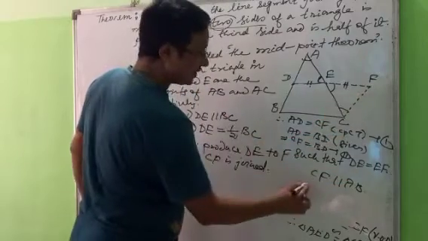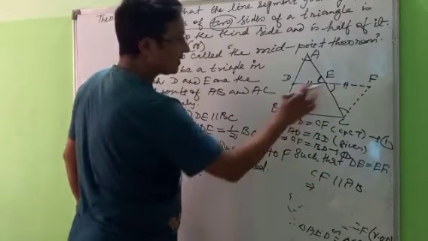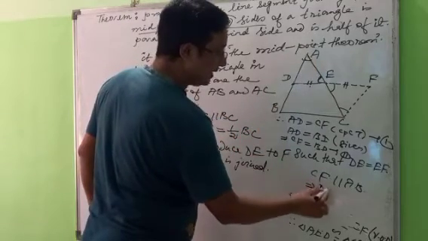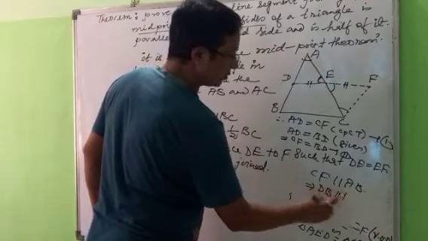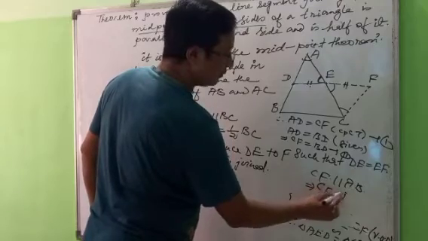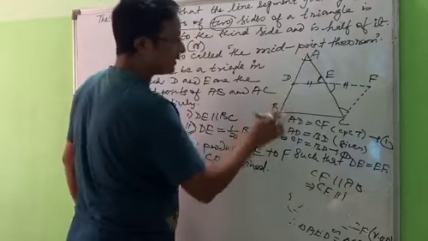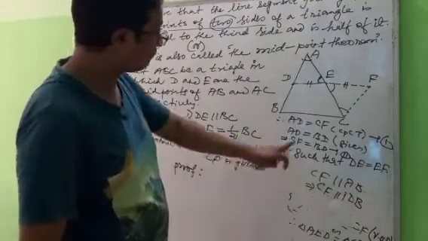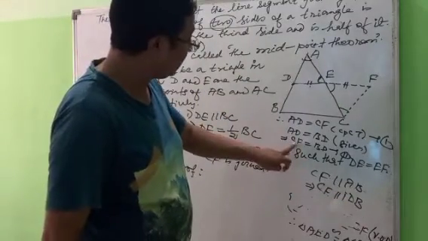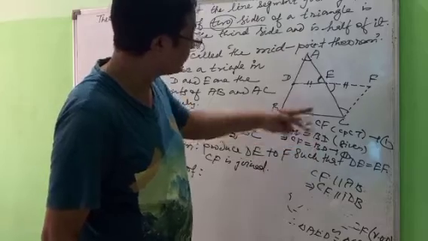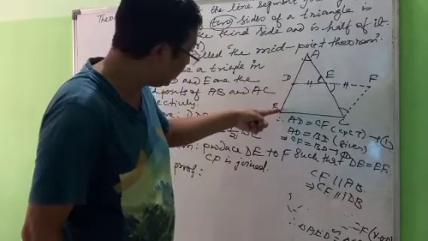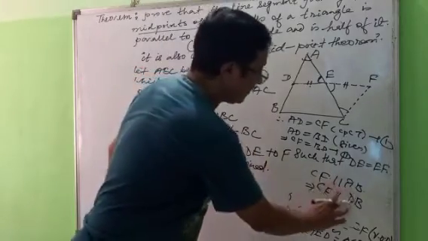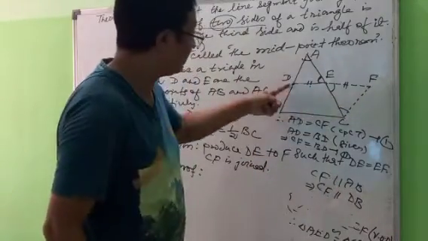So CF is parallel to AB, which means you can say CF is parallel to DB. Sorry, CF is parallel to AB, so you can say DB. Now you see, here you got CF equals to BD, and CF is parallel to BD.